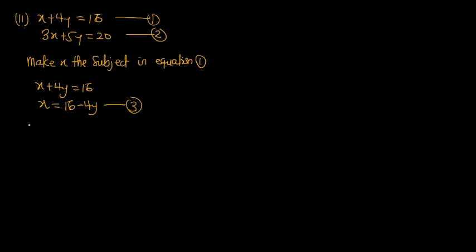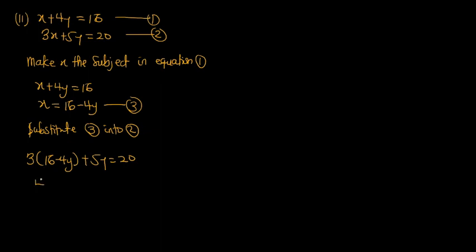Alright, so from here I can substitute equation 3 into equation 2. Now if I do that substitution, I have 3 into bracket the x, which is 16 minus 4y, plus 5y is equal to 20. Now 3 multiplied by 16 will give me 48. 3 multiplied by 4 will give me 12y plus 5y is equal to 20.